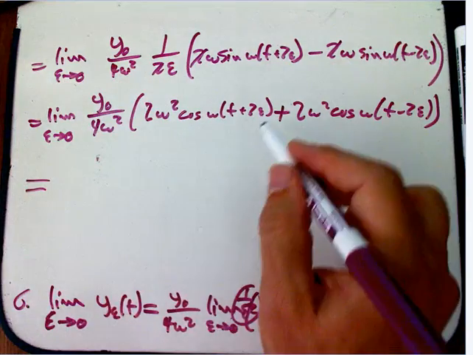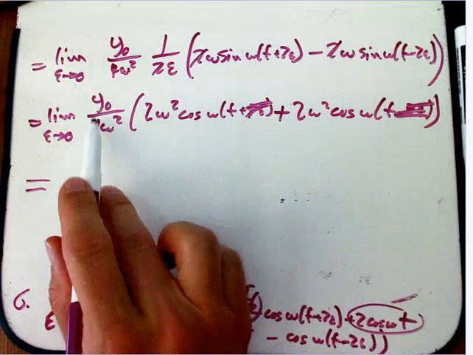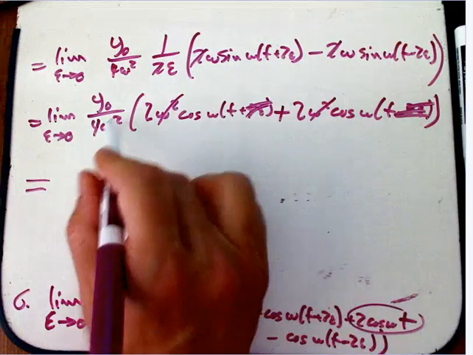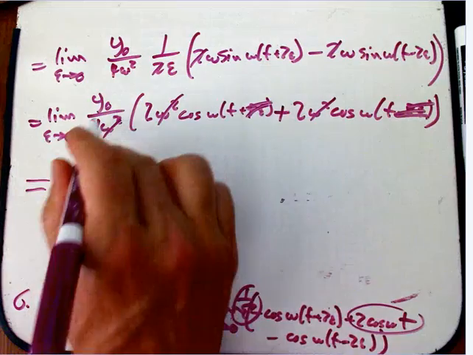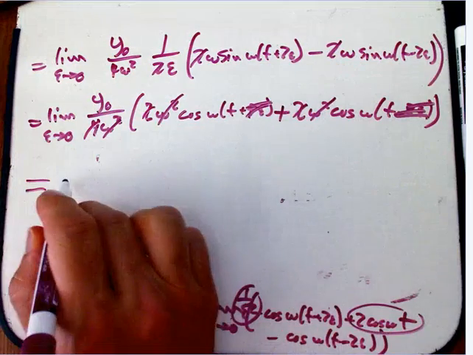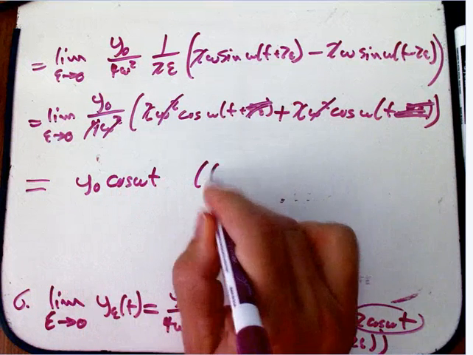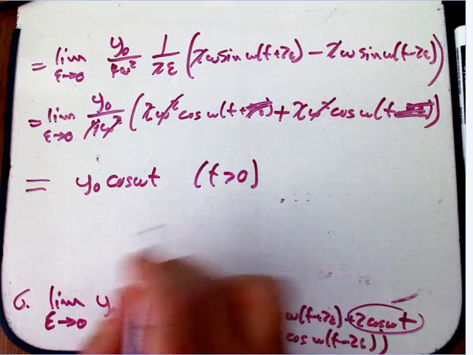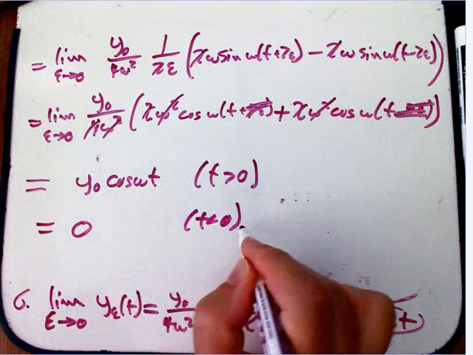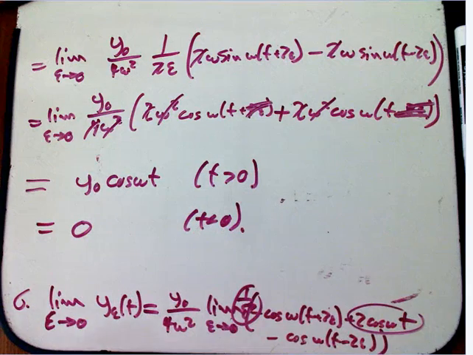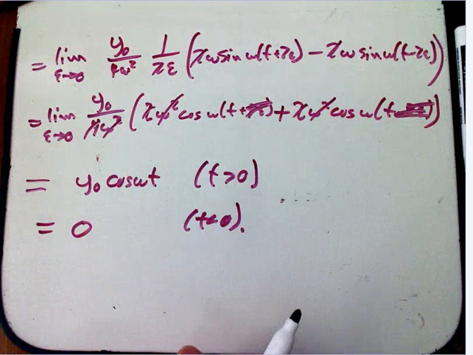Okay, and now I can just set epsilon equal to 0. And I get a little cancellation here. The omega squared cancel out, and there's 2 of these, so that's 4, which cancels the 4. And so I just get y naught cosine omega t. And of course that was true for any t greater than 0. And of course it was equal to 0 if t less than 0. And that's exactly what we wanted to see.